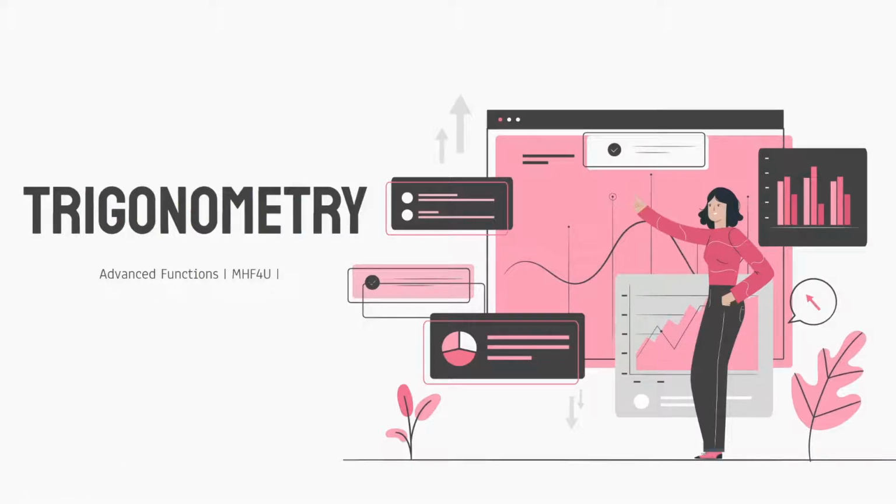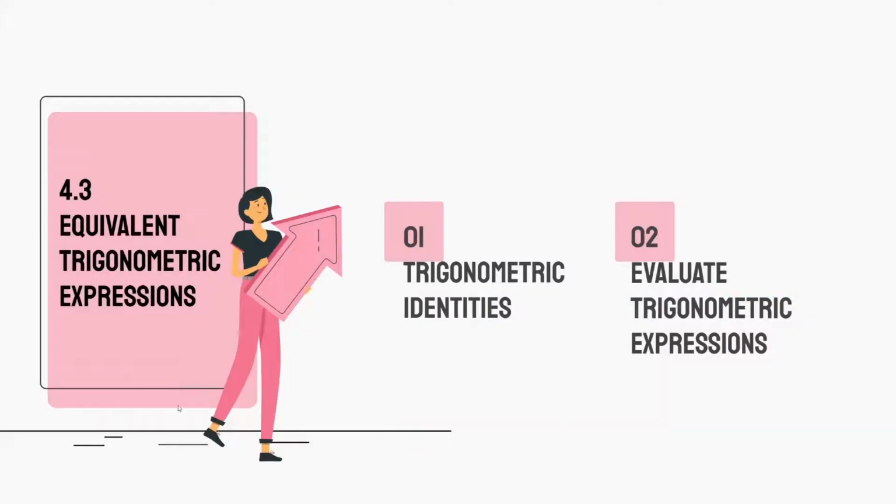Hello everybody and welcome to Trigonometry once again. Today we'll be dealing with chapter 4.3, which is the following. We'll be dealing with equivalent trigonometric expressions. First I'll talk a little bit, or actually a lot, about trigonometric identities, and then we'll actually get on to how to evaluate trigonometric expressions.